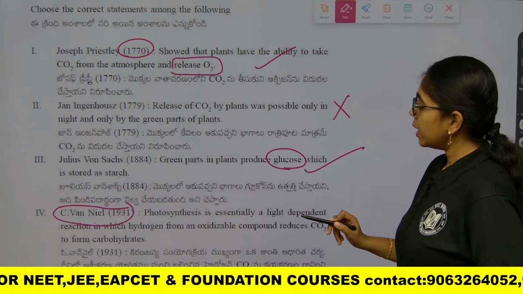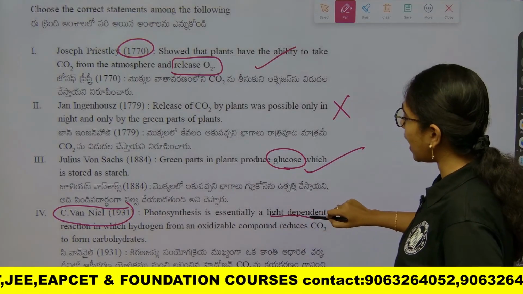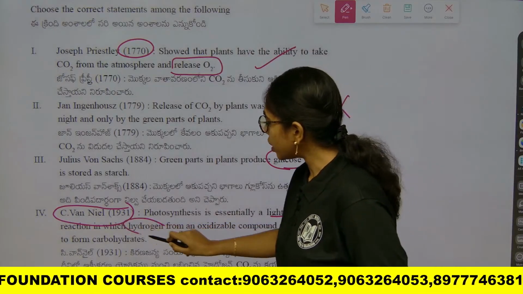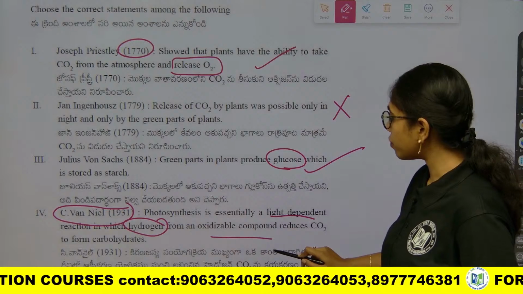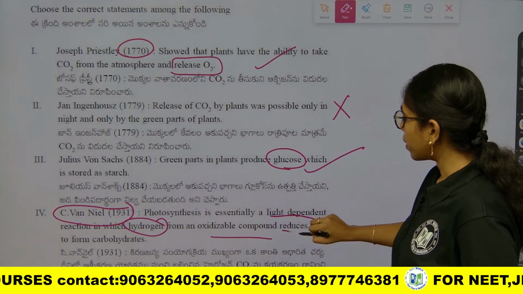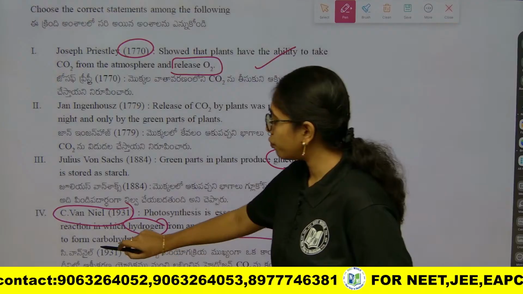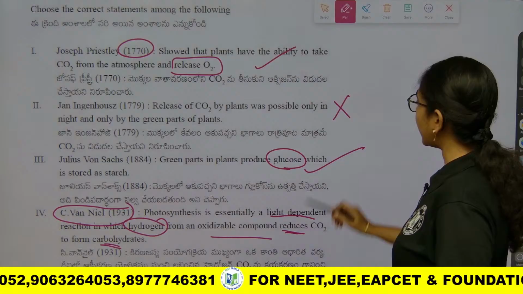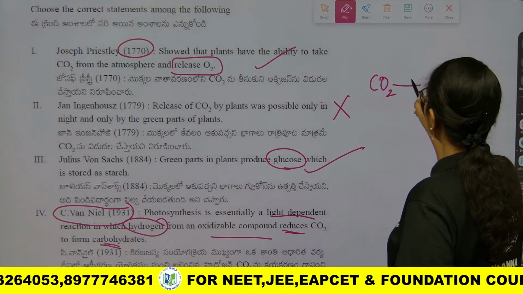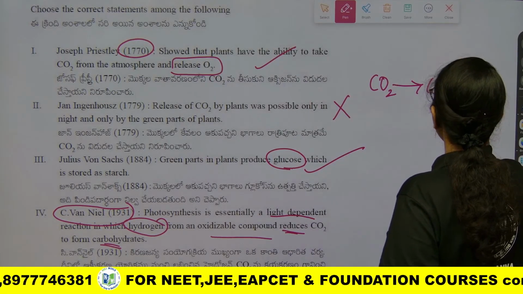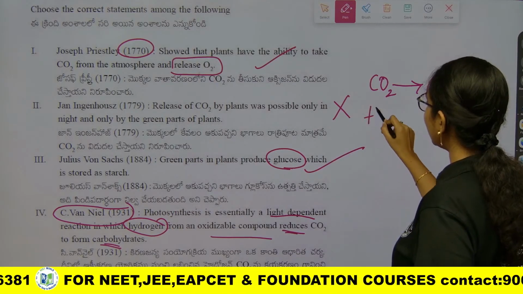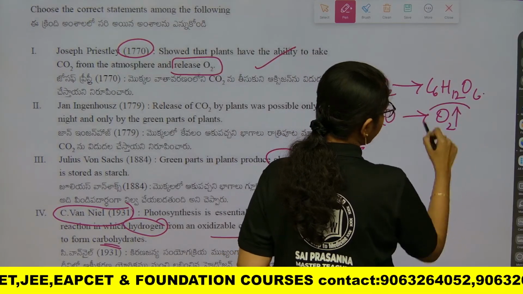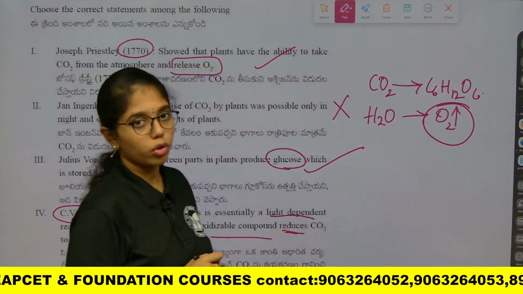According to C.B. Van Niel, photosynthesis is essentially a light dependent reaction in which hydrogen from an oxidized compound reduces carbon dioxide to form carbohydrates. That is true. It is C.B. Van Niel who said that carbon dioxide is reduced to glucose and the water molecule is oxidized, and oxygen is liberated as a byproduct from photosynthesis.